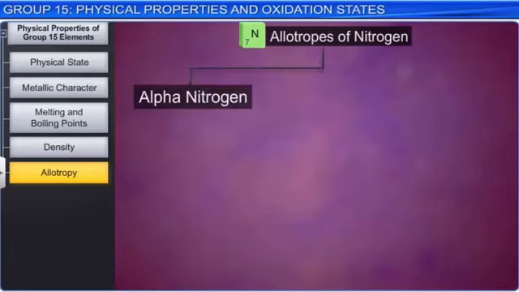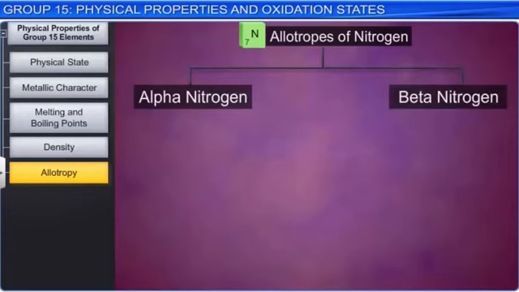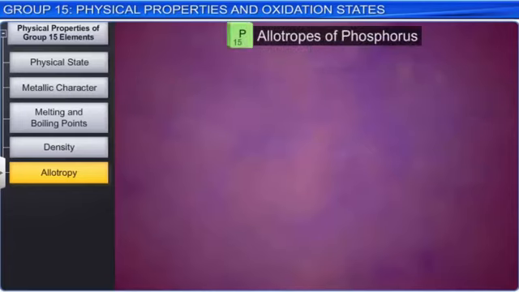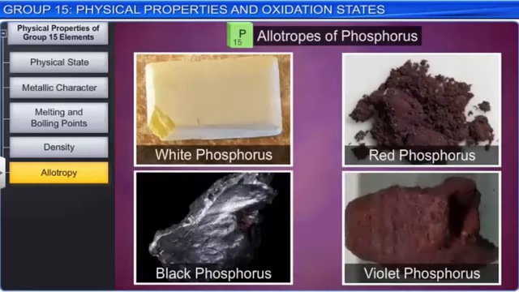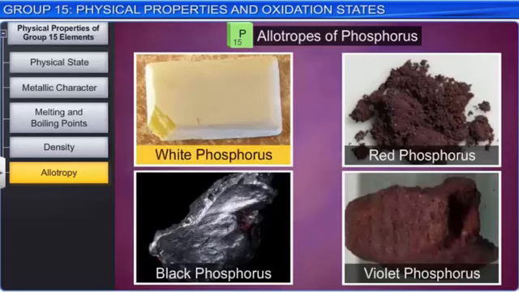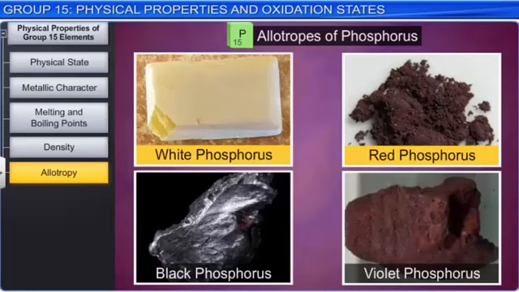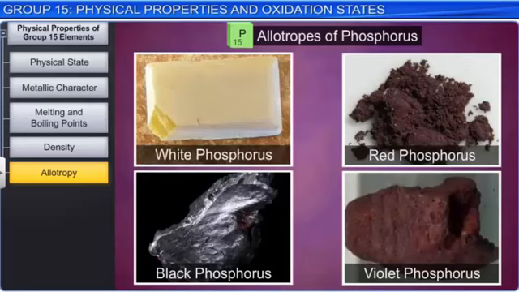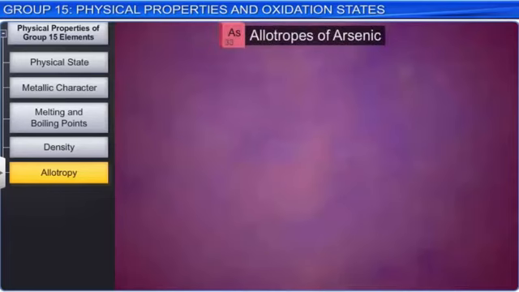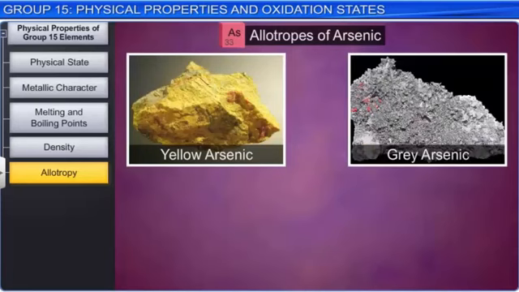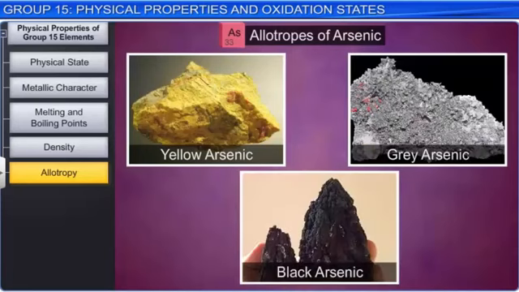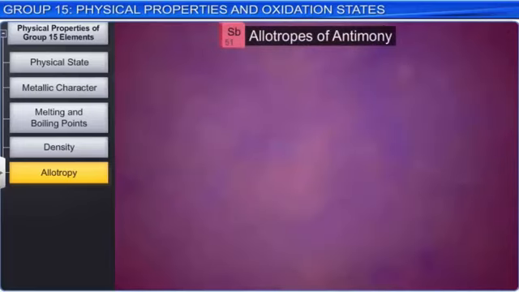Phosphorus exists in many allotropic forms. Of these, the two important allotropic forms are white phosphorus and red phosphorus. Arsenic exists in three important allotropic forms: yellow, grey and black. Antimony also has three important allotropic forms, namely yellow, explosive and metallic.